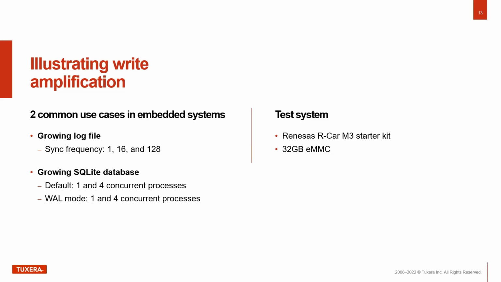To illustrate how write amplification is affected by the use case in a file system, we ran a selection of test cases with different configurations to simulate 2 common use cases: a growing log file and a growing SQLite database. We focused the testing on a Linux operating system due to its prevalence in embedded systems, and we tested the write amplification using a Renesas R-Car M3 starter kit with a 32 gigabit eMMC and a Linux 5.4 kernel. And we wanted to showcase the differences in write amplification and erase amplification.